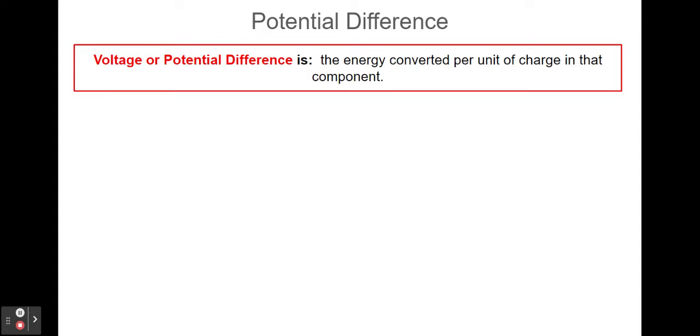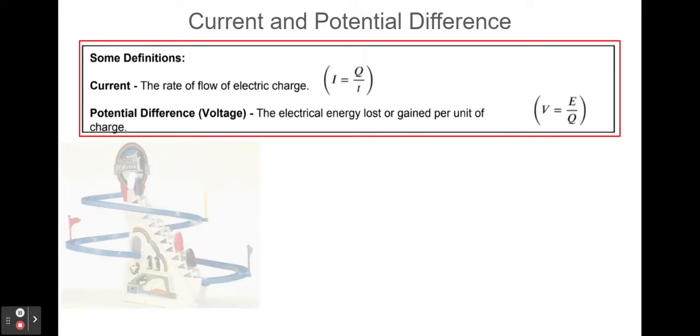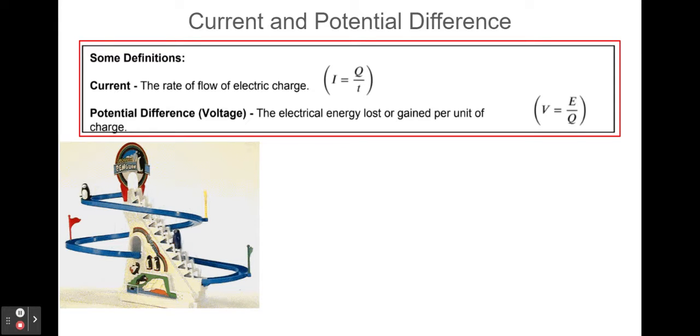Okay, potential difference or voltage is known as the energy converted per unit of charge as it moves between two points or within a component. Now, that means that the unit of 1 volt is equal to the unit of 1 joule per coulomb. Now, a good way to understand electrical movement, current, and potential difference is to think of our penguins on their little penguin race. So here, the penguins are like electrical charge, and you can see they climb up the steps, and then they slide down the slide, and they start again.